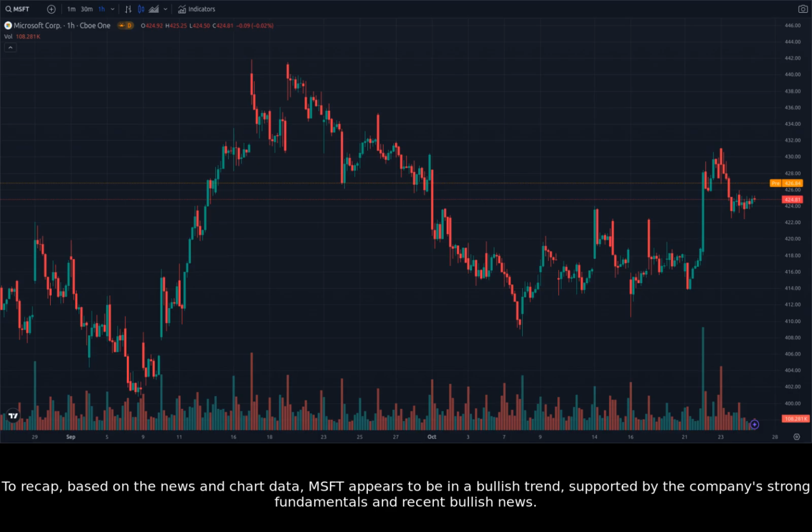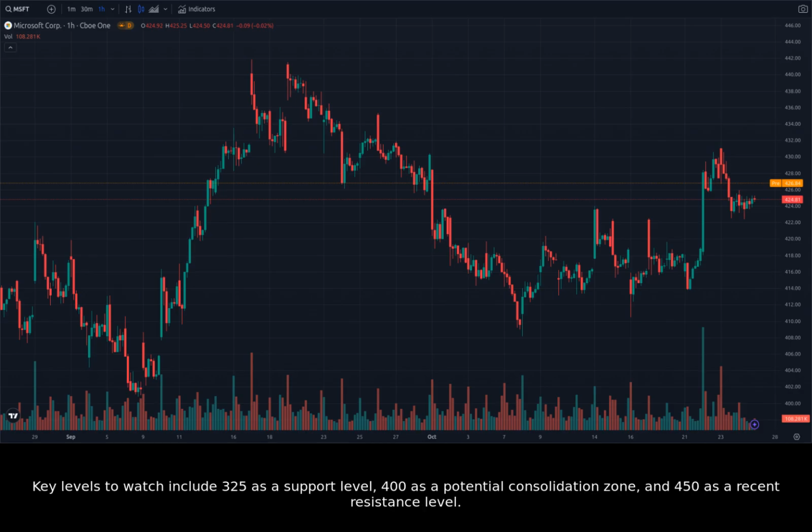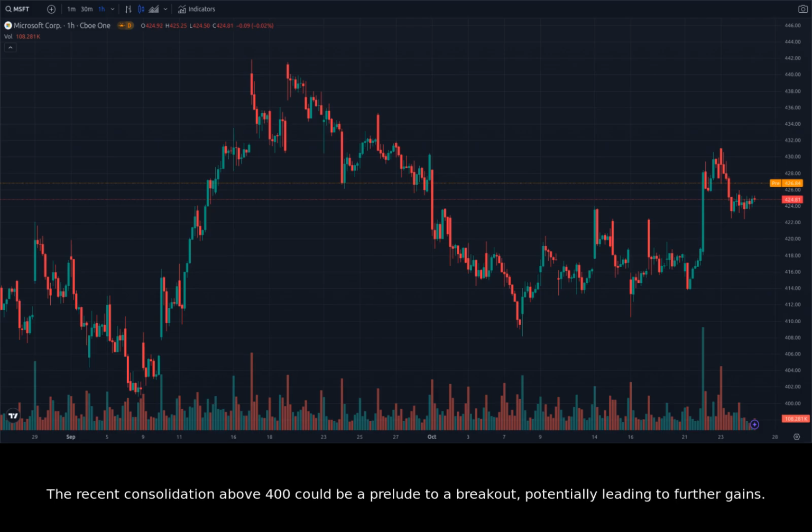To recap, based on the news and chart data, Microsoft appears to be in a bullish trend, supported by the company's strong fundamentals and recent bullish news. Key levels to watch include 325 as a support level, 400 as a potential consolidation zone, and 450 as a recent resistance level. The recent consolidation above 400 could be a prelude to a breakout, potentially leading to further gains.